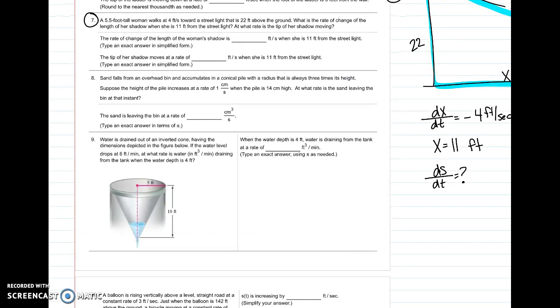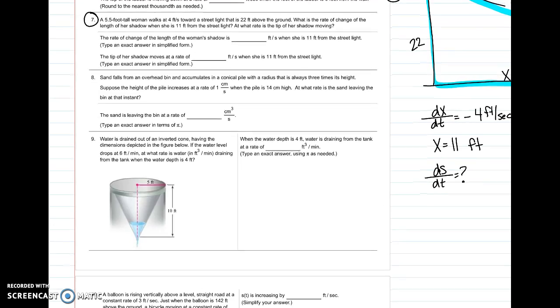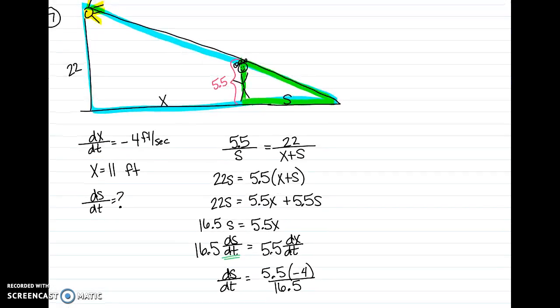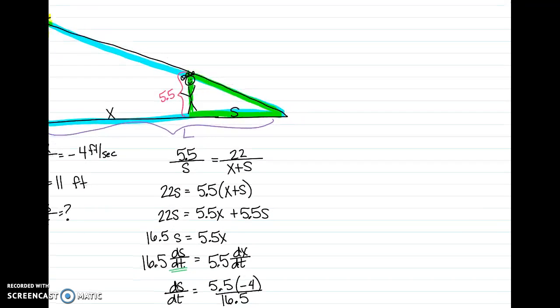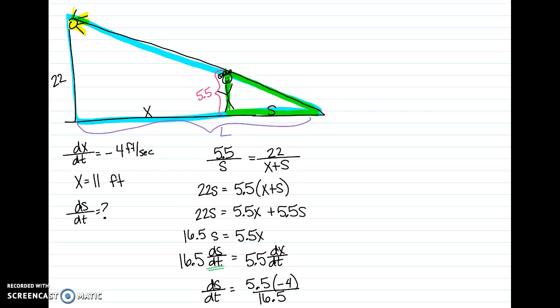The next part of this question asks, at what rate is the tip of her shadow moving? So we're going to call this whole thing here a capital L, because we're talking about that entire length from the street light to the tip of her shadow. So I'm going to set up a new proportion. 22 over L equals 5.5 over s.